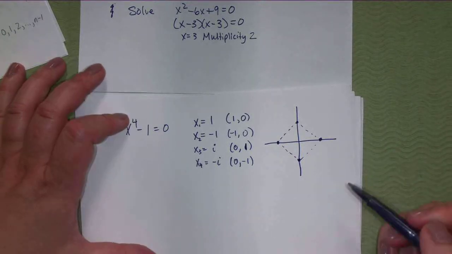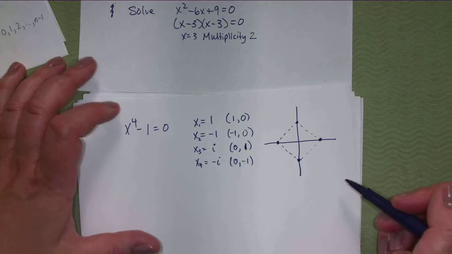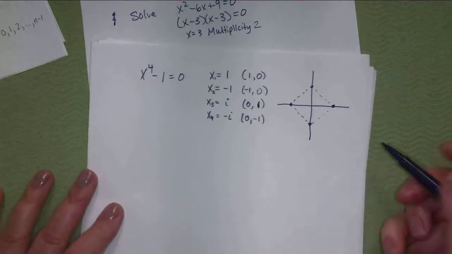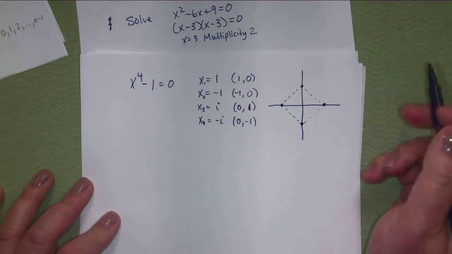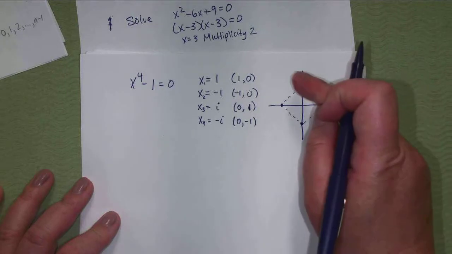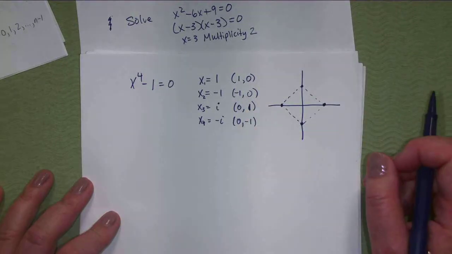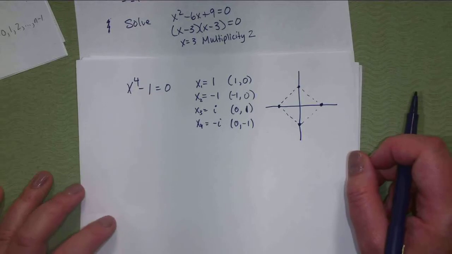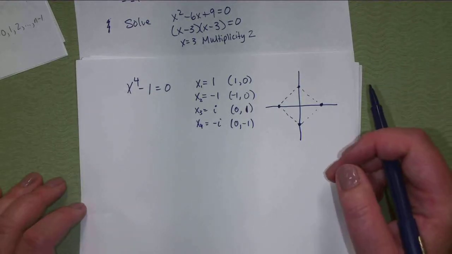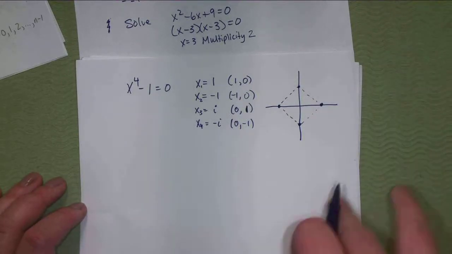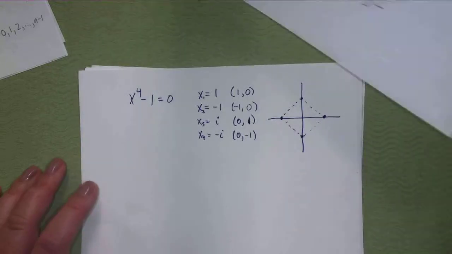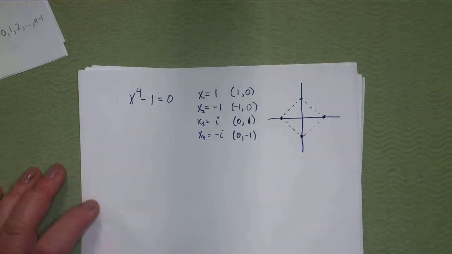Okay? I made it into a square, and I'll make 3 into a triangle, but the idea is that they're equally spaced around. So if there was 8, wherever they appear, they would be equally spaced, and that would look more like a circle. And if you found 10th roots, they would have 10 points, and they would still be equally spaced. So that's how the roots always look.